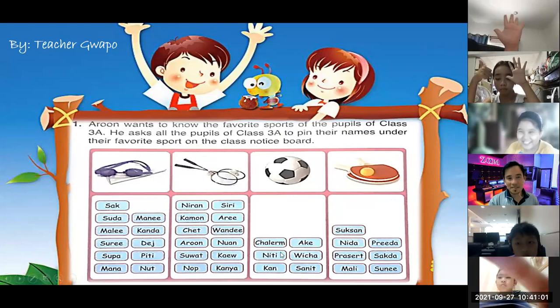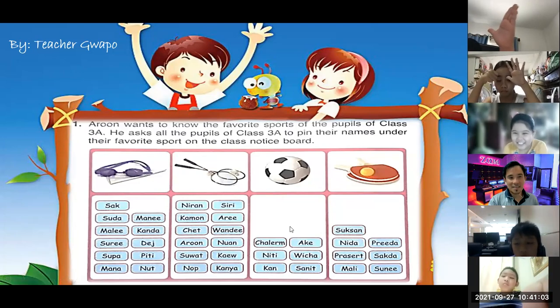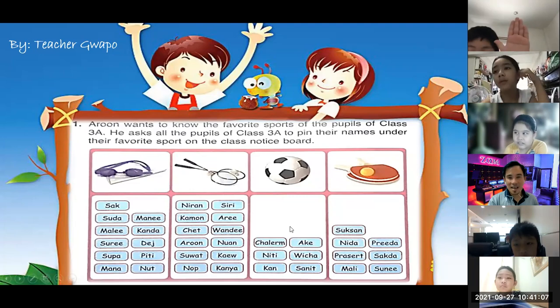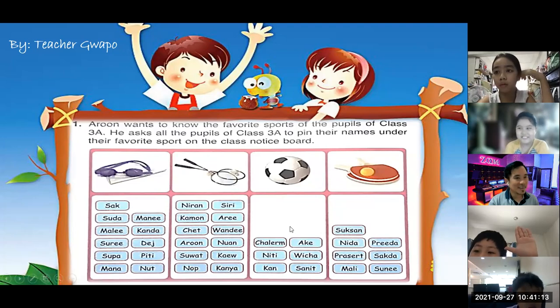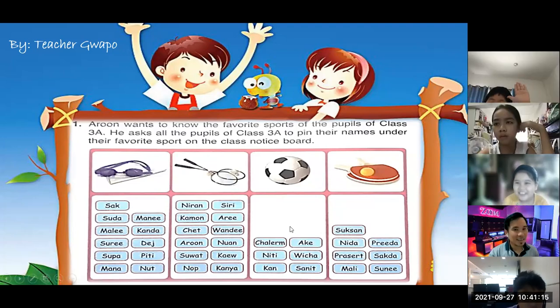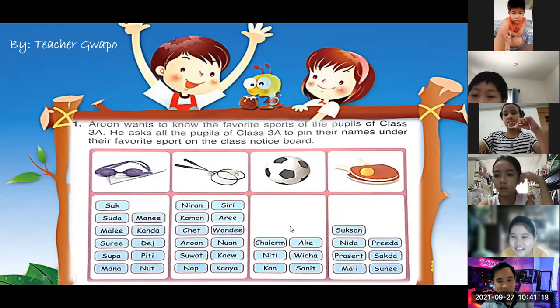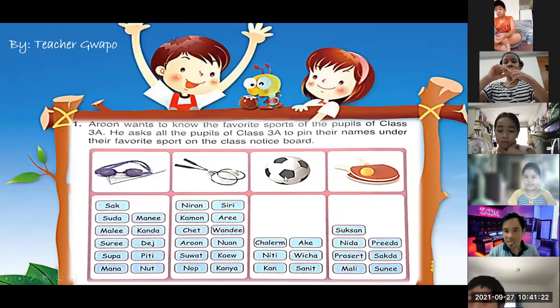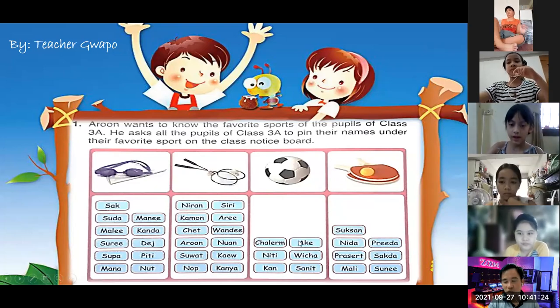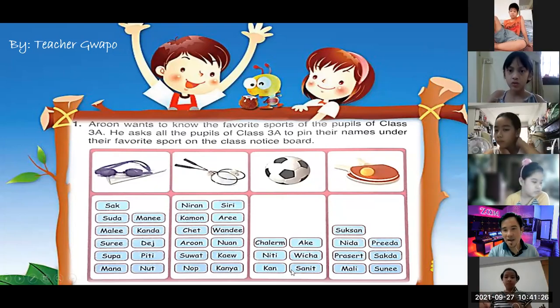How many pupils? Anyone from the class? How many pupils like football? Tonam. Six. Football. You can see here the ball. So 1, 2, 3, 4, 5, 6.